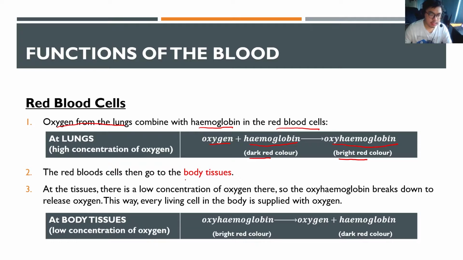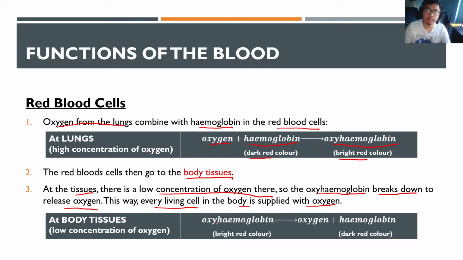The red blood cells then go to the body tissues, in other words, other parts of the body, other cells. So at the tissues, there is a low concentration of oxygen there, so that means there's not a lot of oxygen there. So the oxyhemoglobin breaks down to release oxygen. This way, every living cell in the body is supplied with oxygen.